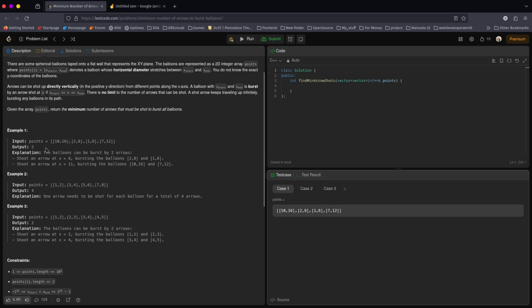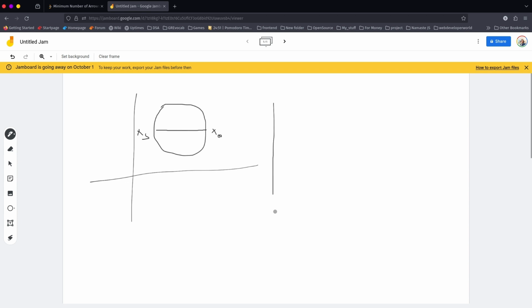For example, I'm given 10,16; 2,8; 1,6; 7,12. The balloons can be burst by arrows. Shoot an arrow at x equal to 6, bursting the balloons 2,8 and 1,6. Shoot an arrow at 11. I will take it as an example here.